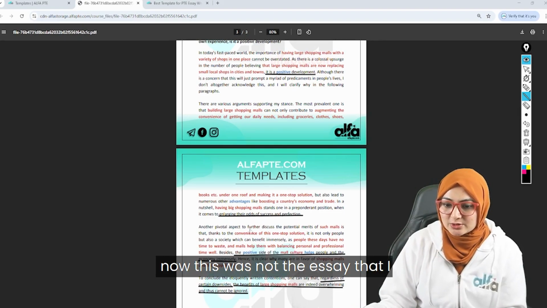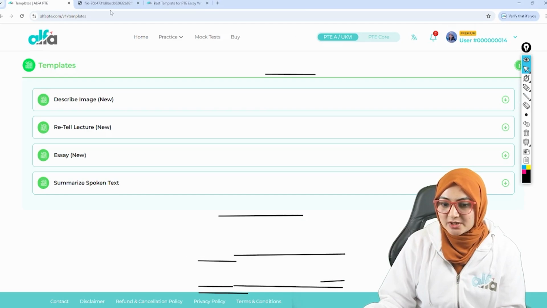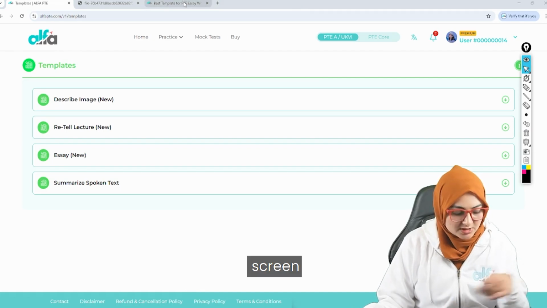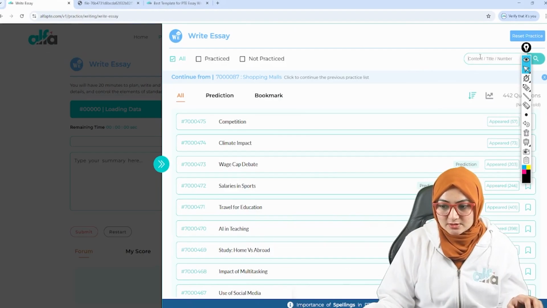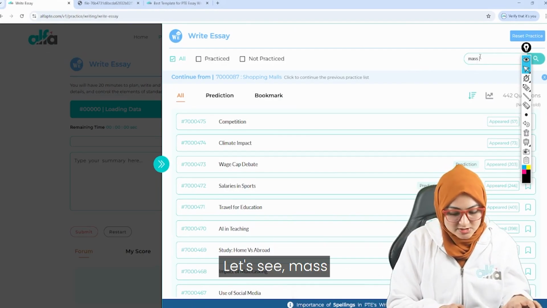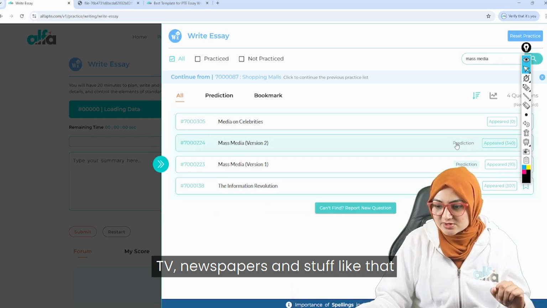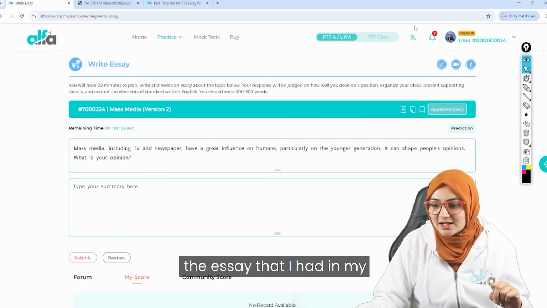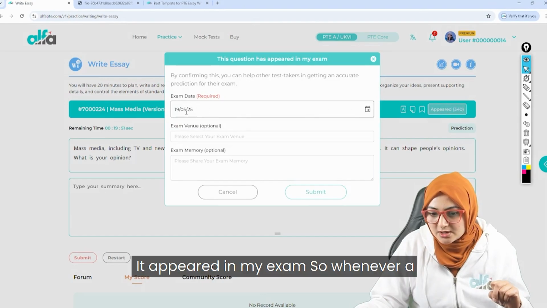Okay, now this was not the essay that I had in my exam. In my exam, the essay was mass media. Okay, so let me first clear the screen. Let's say mass media. It was about mass media, TV, newspapers, and stuff like that. So, yeah, this was exactly the essay that I had in my exam. It appeared in my exam.